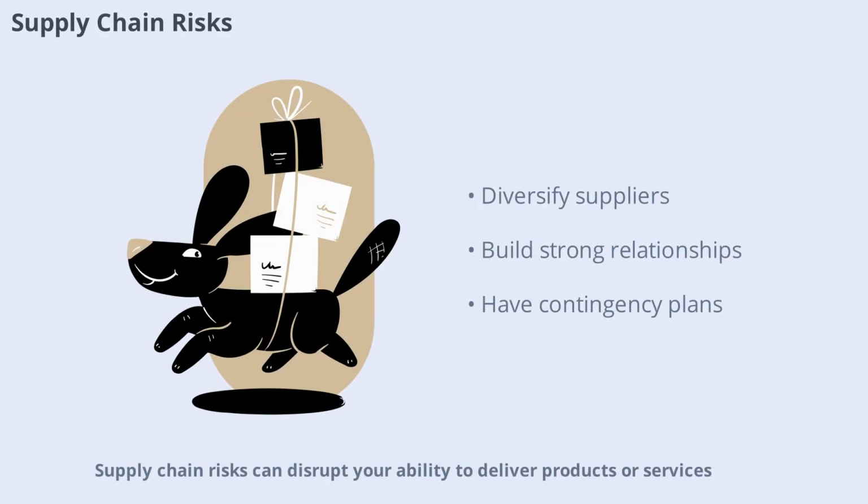Supply chain risks can disrupt your ability to deliver products or services. These risks include supplier failures, transportation delays, or geopolitical events. Managing supply chain risks involves diversifying suppliers, building strong relationships, and having contingency plans in place. A resilient supply chain keeps your business running smoothly.